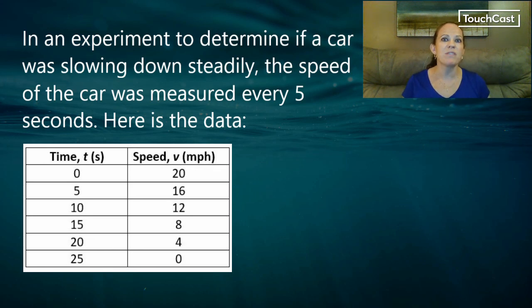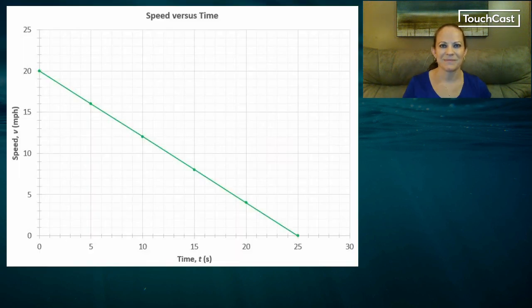So in an experiment to determine if a car was slowing down steadily, the speed of the car was measured every 5 seconds, and here's the data that was collected. When we plot the speed and time data for the car on the previous slide, we get this graph. And notice what's different is that this graph has a negative slope. So our rise is actually a decrease in our vertical axis values. So let's pick two of them.